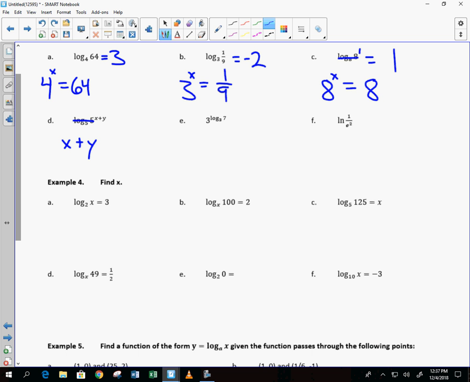These are inverse operations of each other. They cancel each other off, leaving you with just 7. Natural log of 1 over e squared. That would be the natural log of e to the negative 2. Remember, what's the base of a natural logarithm? The base is e, so they cancel each other out, leaving you with negative 2. So that's a pretty cool property of logarithms that we can use.